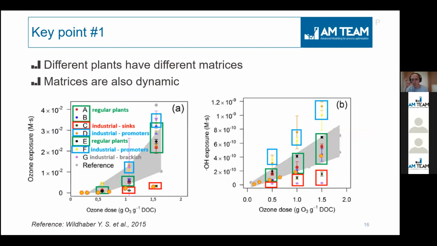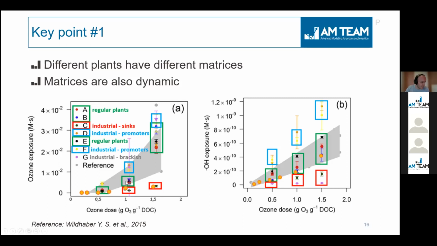But what I wanted to tell about the water matrix is, like I already said, different plants have different water matrices, and this has a very big impact on your overall design. What we can see here are actually two graphs. On the x-axis, you see the ozone doses, so grams of ozone applied per gram DOC. And on the y-axis, you see the ozone exposure and the radical exposure. And these exposures have an impact on the performance and the micropollutant removal.